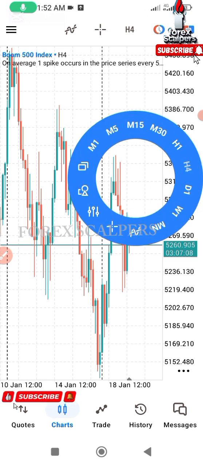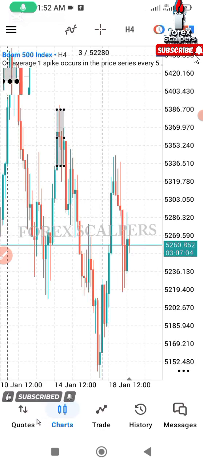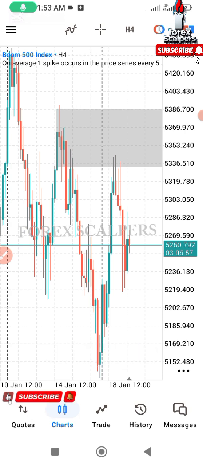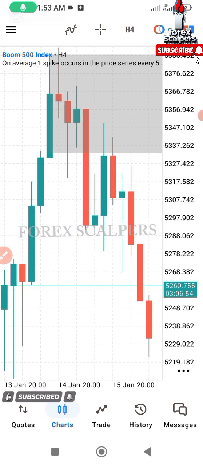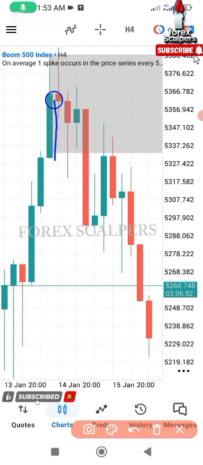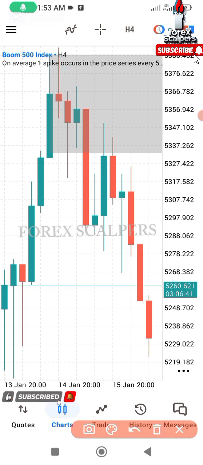I will carefully mark one of my points of interest, which is my order block. So I will now mark out my order block. This is a typical order block that I've just marked out. This candle is the one I've marked as my order block, because a bearish order block is the last bullish candle before price begins to move to the downside.